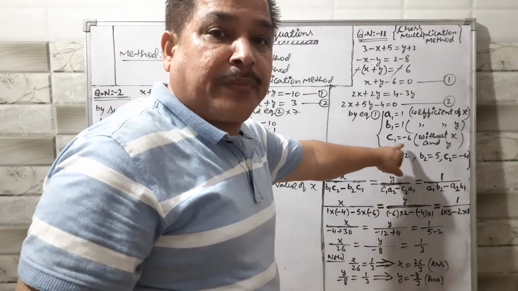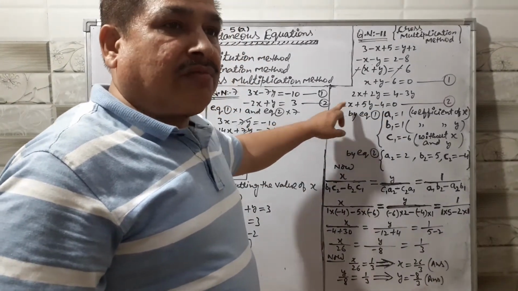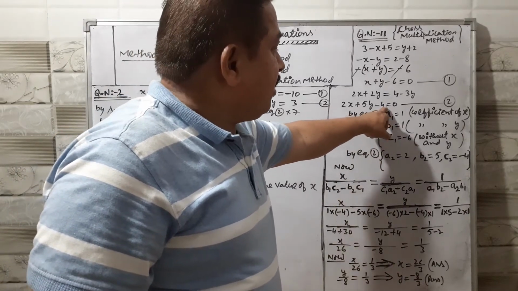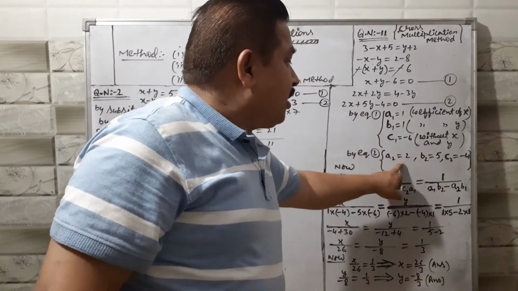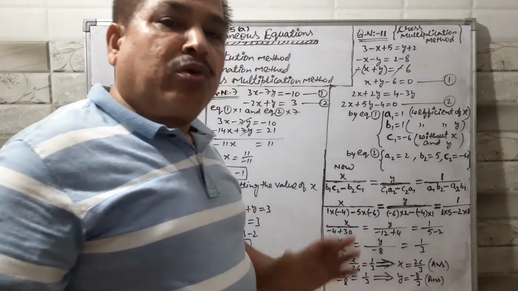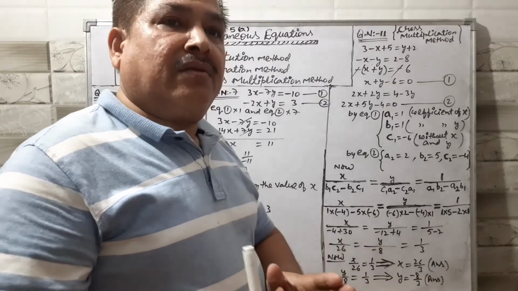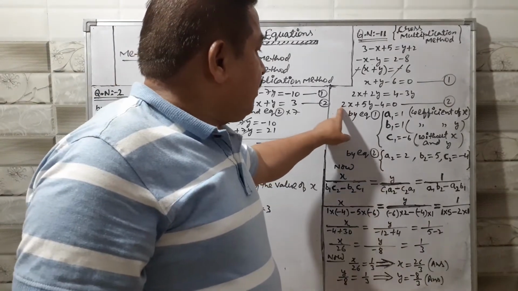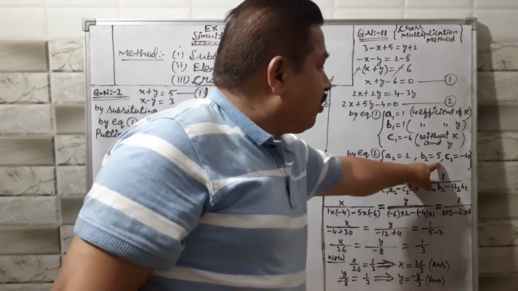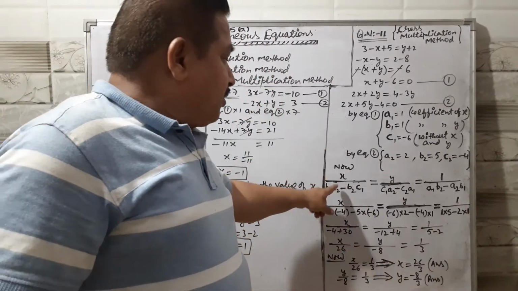This will be c1. Similarly, in equation number 2, the number with x will be a2, the number with y will be b2, and the number without x and y will be c2. See here, a2 is 2, b2 is 5, and c2 is minus 4. One more thing, you have to take numbers with their sign. Here it is positive, it is also positive, it is negative. See here, positive, positive and negative.